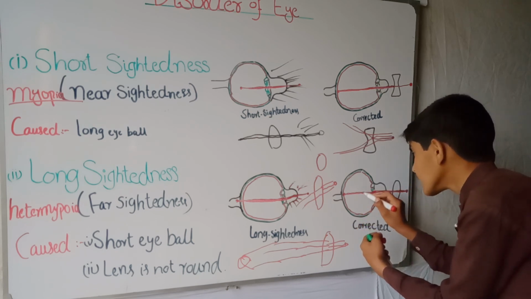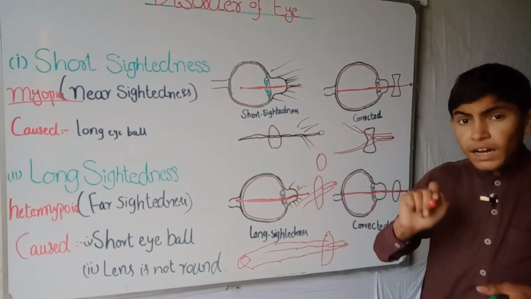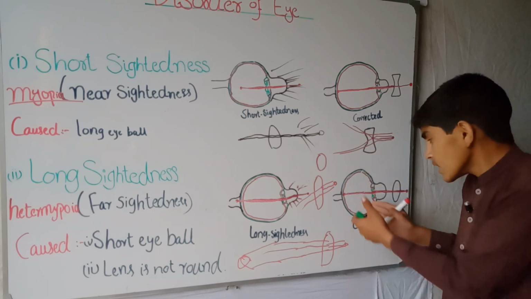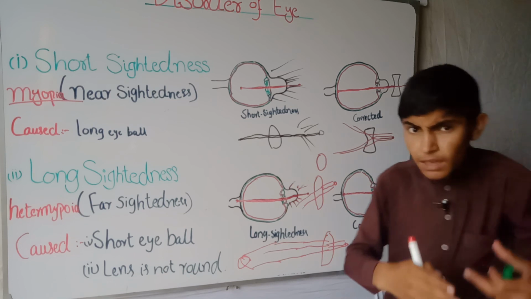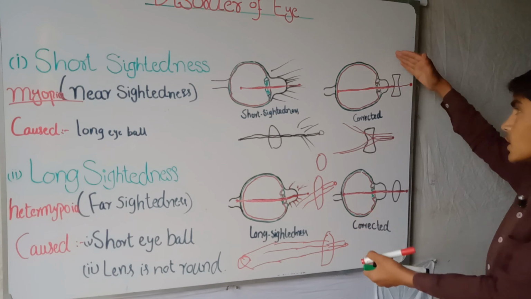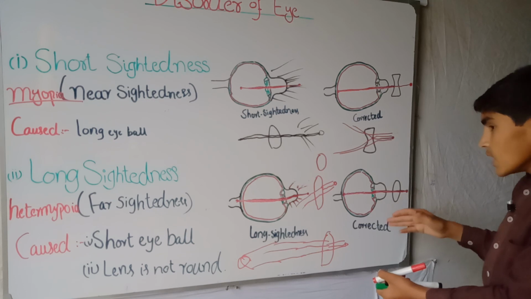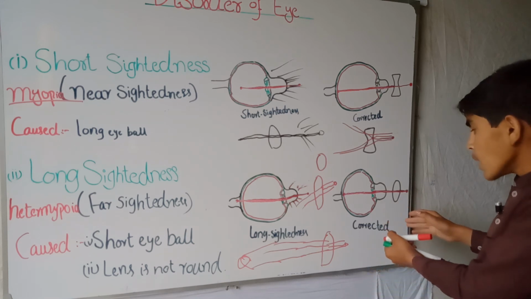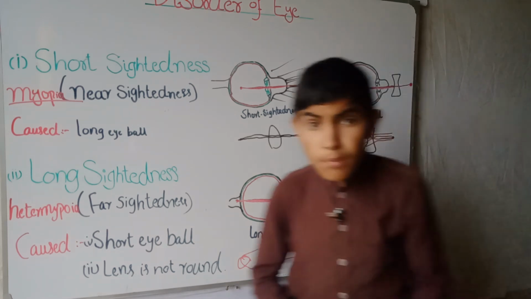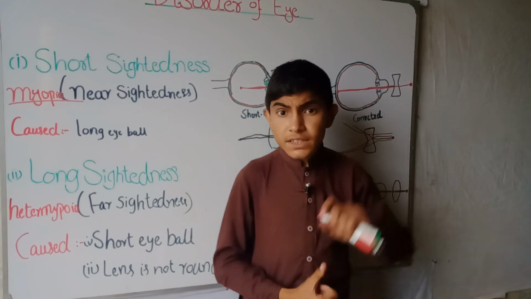Therefore, the convex lens present in our eye is able to converge the image in less time on the retina. So it focuses the image on the retina. Therefore, short-sightedness is corrected by wearing concave glasses, and long-sightedness is corrected by wearing convex lenses. So students, this was about the disorders of the eye, which were long-sightedness and short-sightedness.